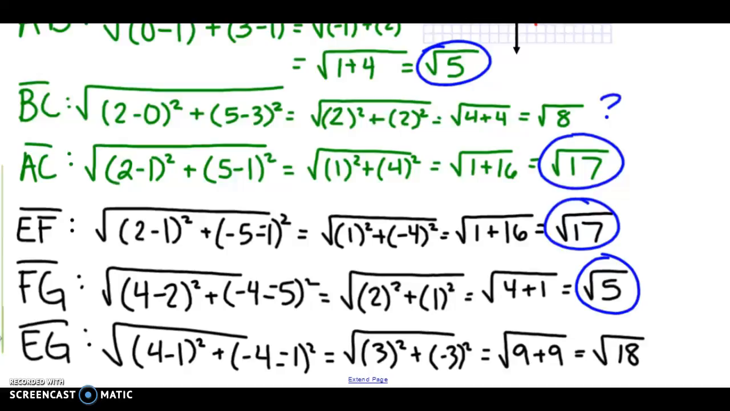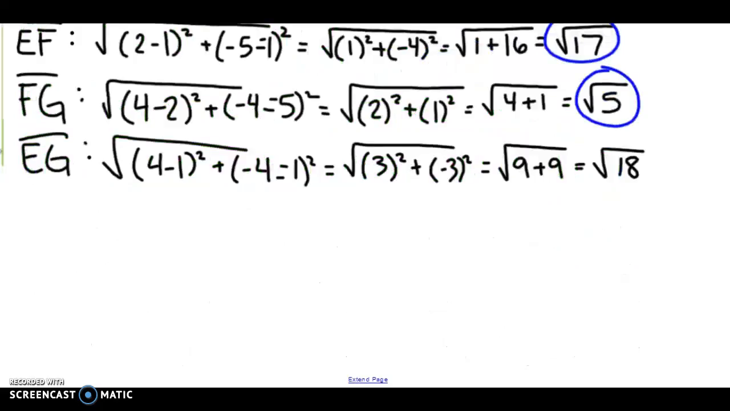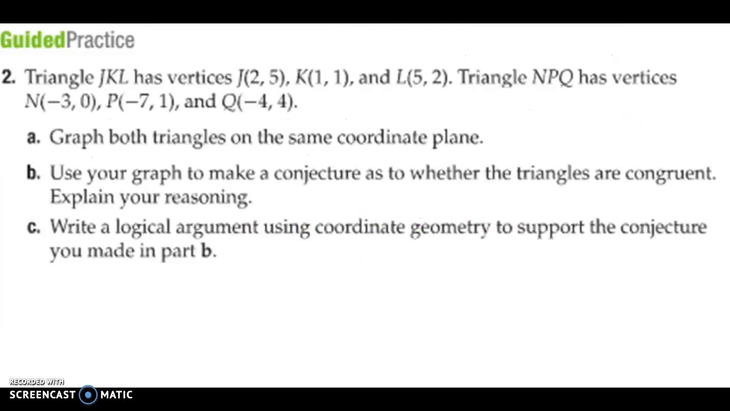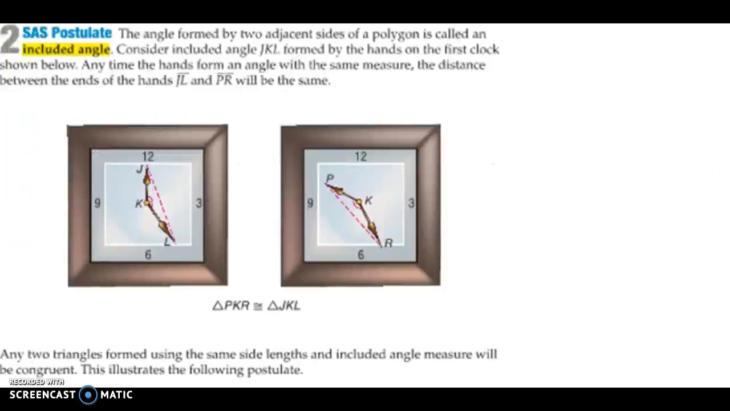It's not. So that actually means that these triangles are not congruent. So you would say triangle ABC, congruent sign with a line through it, not congruent to triangle EFG. All that work to find out they're not congruent. Here's an example of another one. If you're unsure of yourself, try this one, and you can talk to me about it tomorrow in class.